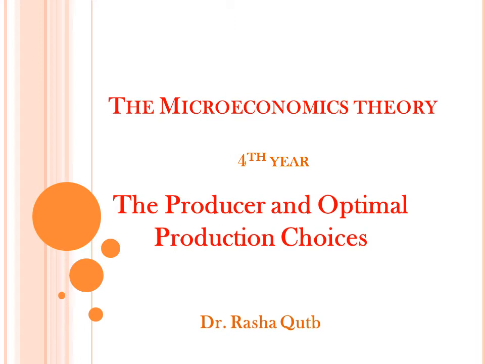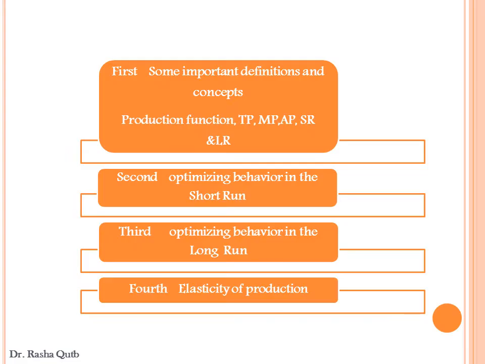Let's start at chapter 5 in our textbook, The Producer and Optimal Production Choices. In this chapter, we will go through the following points. First of all, we will take definitions about production function, what's meant by total product, marginal product, average product, what is the difference between production in the short run and in the long run, what are the main analytical tools and techniques in each period of time, what is the aim of the producer, and what are the basic assumptions behind the aim of the producer.